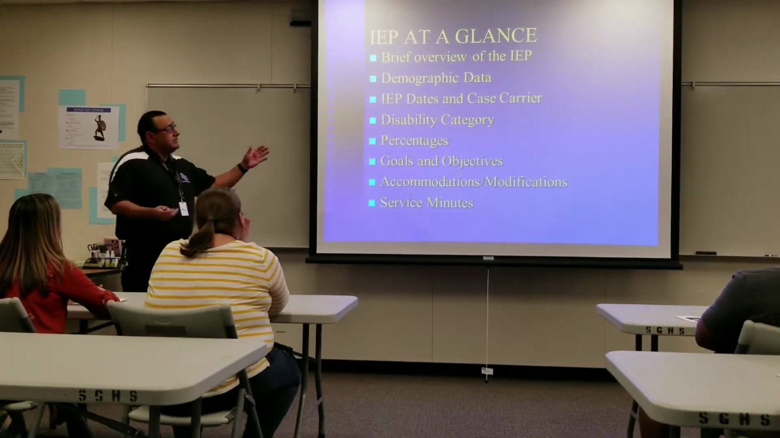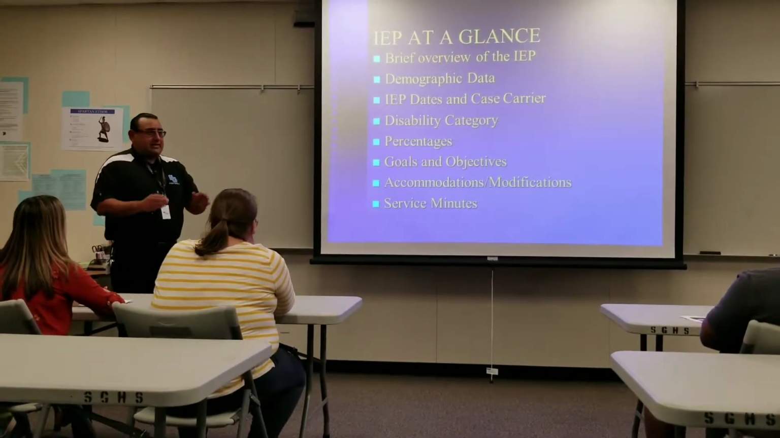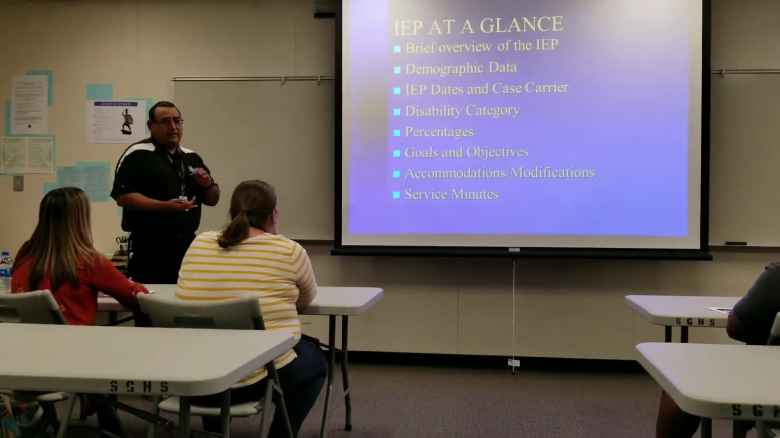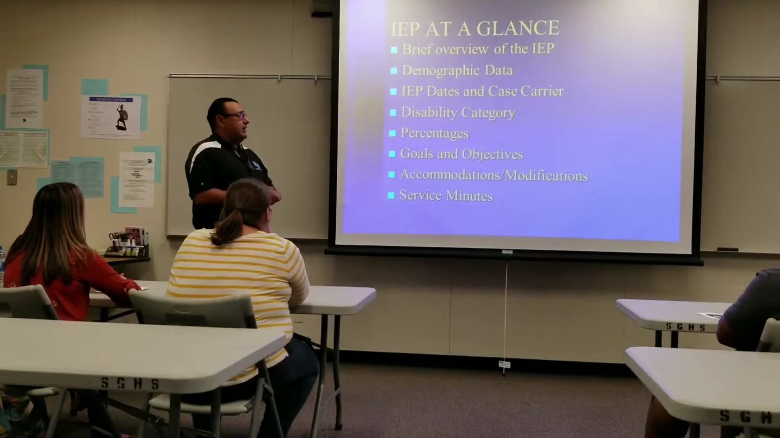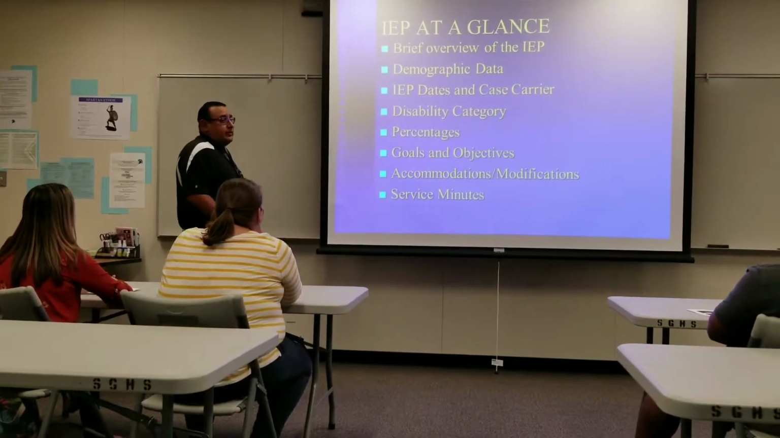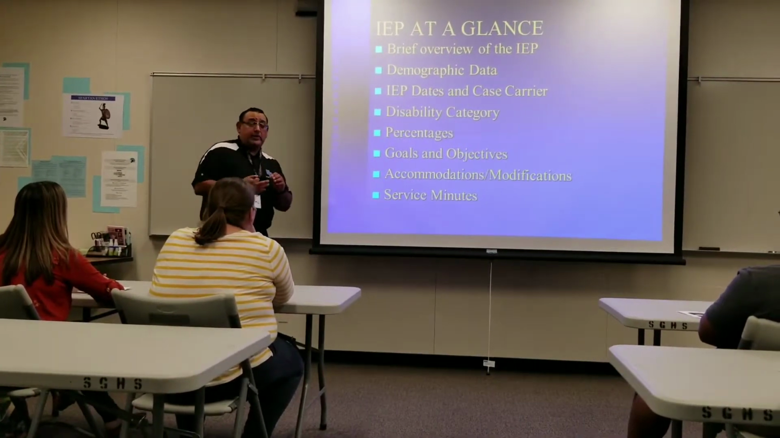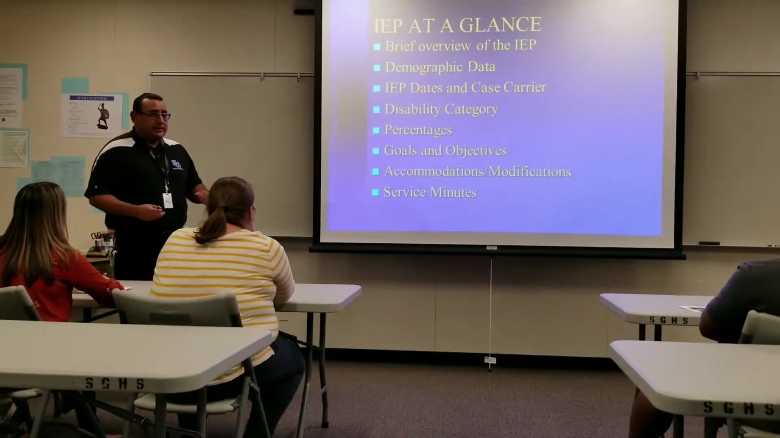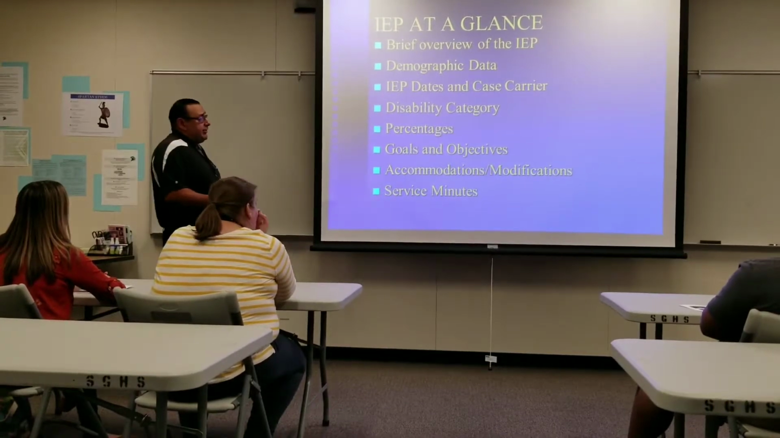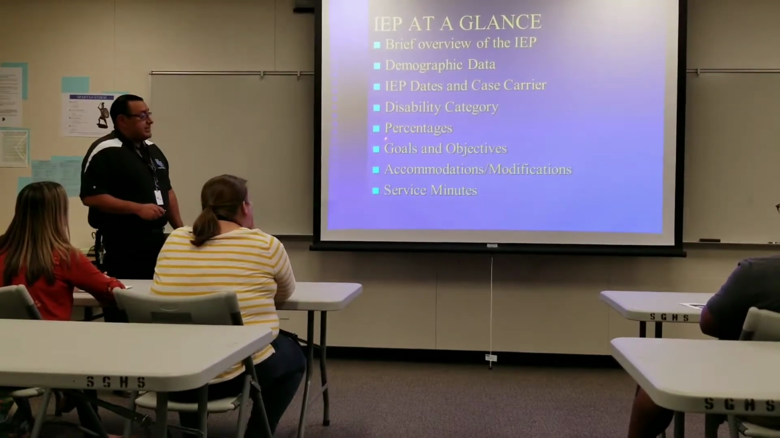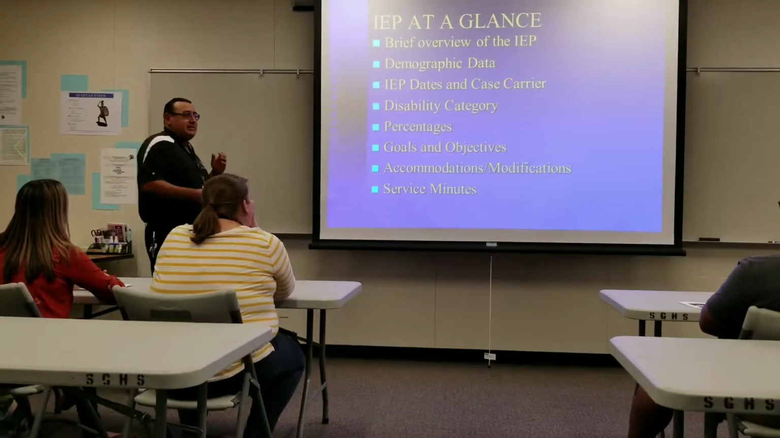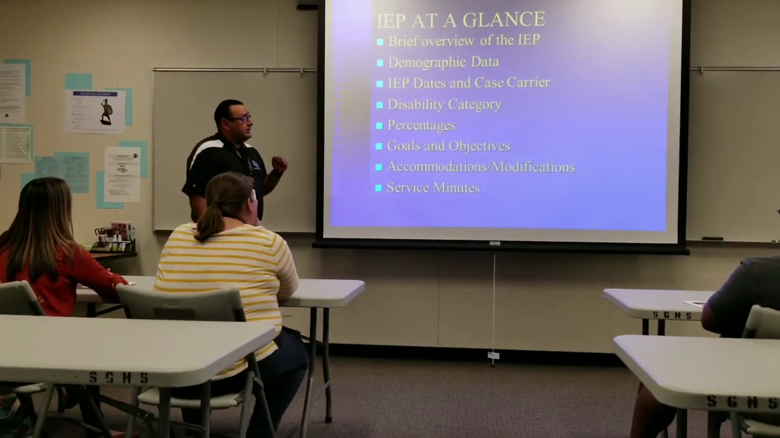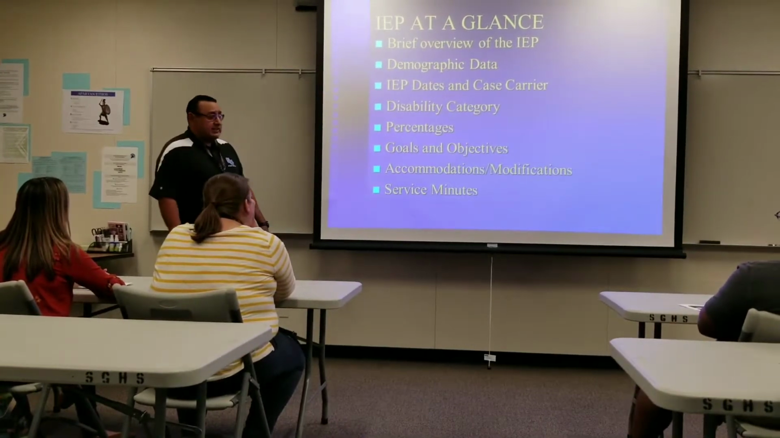It gives you what the disability is, what the goals are, what we're working on with them. It gives you the demographic data: their phone number, their address, their parent or guardian. IEP dates, when their IEPs are due, so you'll know when their next annual is due. Who the case carrier is. The disability category that we just went over before. The percentages of time, how much service do we give the student? The goals and objectives, and the accommodations and modifications that we do for the students.